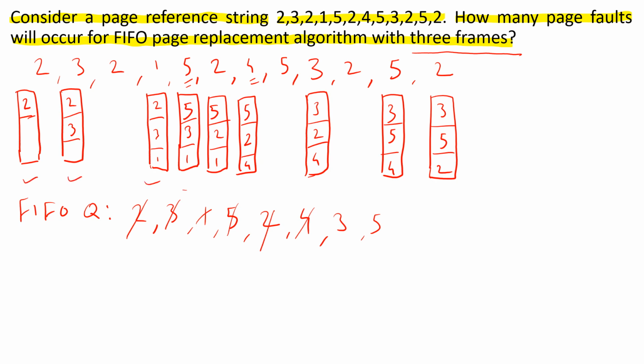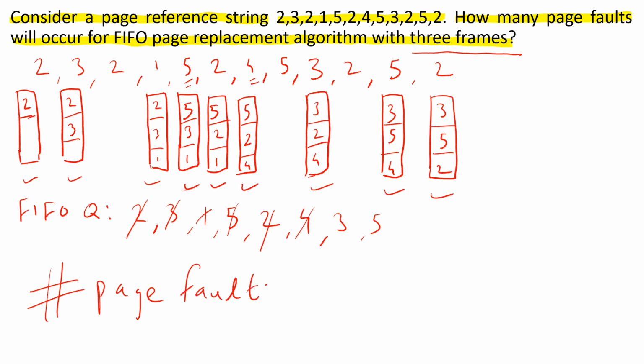So how many page faults do we get? 1 2 3 4 5 6 7 8 9. So the number of page faults with the FIFO page replacement algorithm is 9.